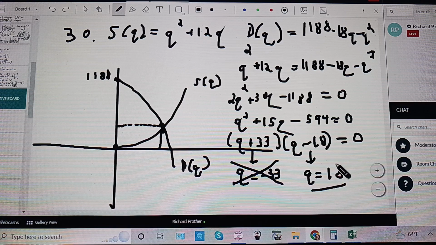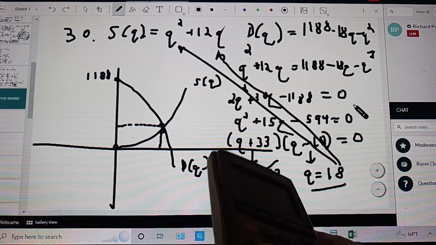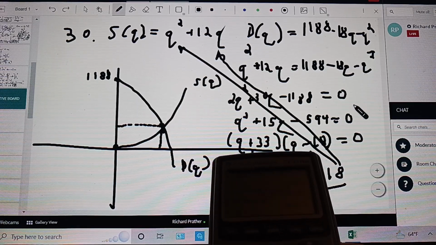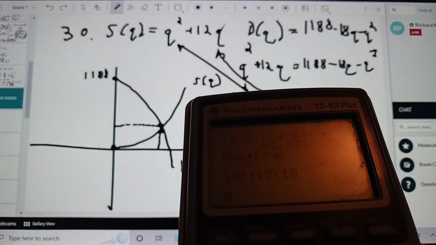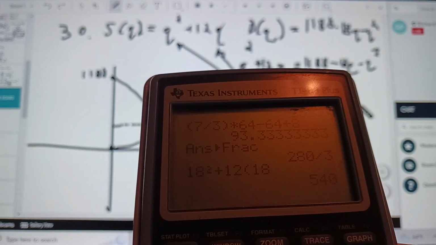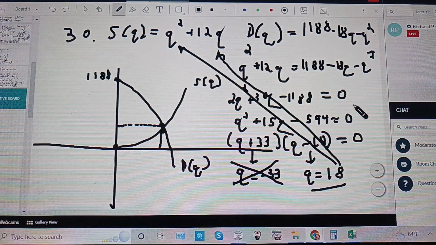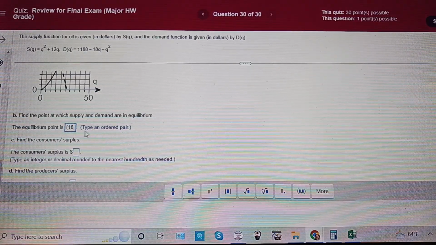And I can plug it into either of the two original equations. They both give me the same answer because this is where the two are equal to each other. So I'm going to plug it into the easier equation, 18 squared plus 12 times 18. So the y value at the point of equilibrium is 540. That's this horizontal right here, 540. And that's the answer to part B.